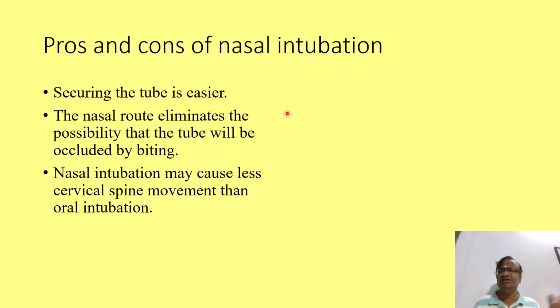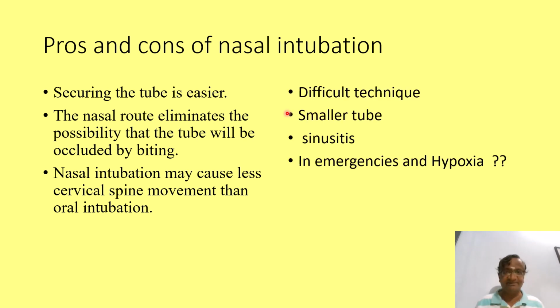Securing the tube is very important. Orally, it will not move here and there, so it is very easy to secure. With the nasal route, the tube will not be occluded by biting. We cannot bite a nasal tube. Nasal intubation may cause less cervical movement than oral intubation. But it is a difficult technique. It needs a smaller tube, and in emergencies and hypoxia, we cannot do it. Sinusitis is a danger.